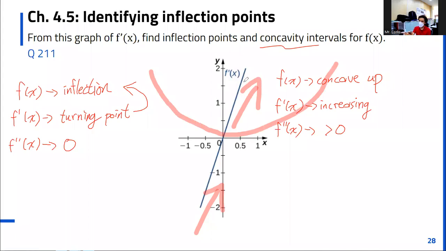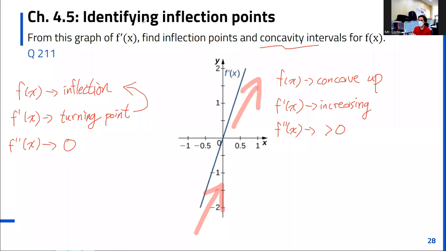We don't need to draw that. That's a very good application. I would recommend that you try that, but that's not critical here. All we need to be able to recognize is that it's concave up because the first derivative is increasing. Okay, so let's do that.